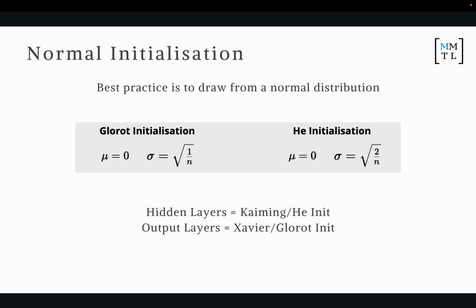Okay, so the best practice is to draw from a normal distribution, right? You basically just don't want too large numbers, and you don't want too many small numbers as well. And so we just use a normal distribution. And again, is there a logic to it? Not necessarily. Someone just tried it and it worked well, okay?